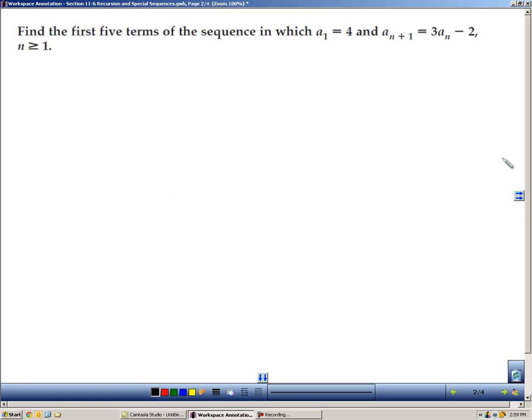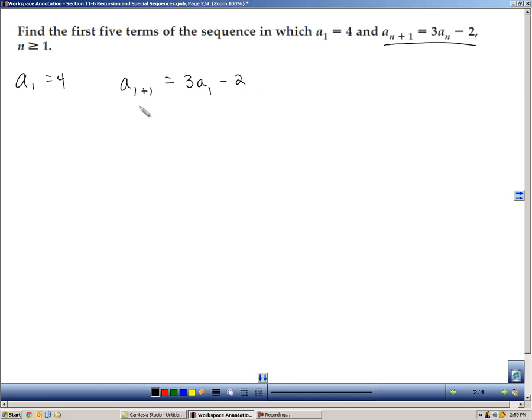Here we're asked to find the first 5 terms of a sequence. We know it's a recursive sequence because it has a recursive formula. So I know that the first term, a sub 1, is going to be 4. I'm going to use that to find the next 4 terms that come after it. So if a sub 1 is 4, then a sub 1 plus 1 is 3 times a sub 1 minus 2.